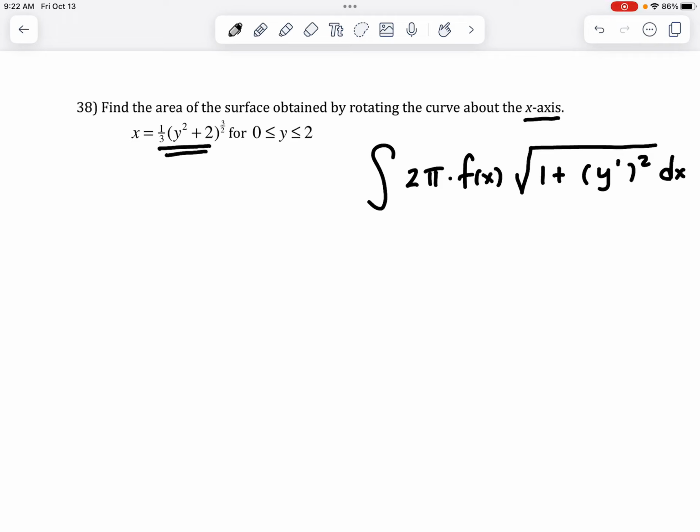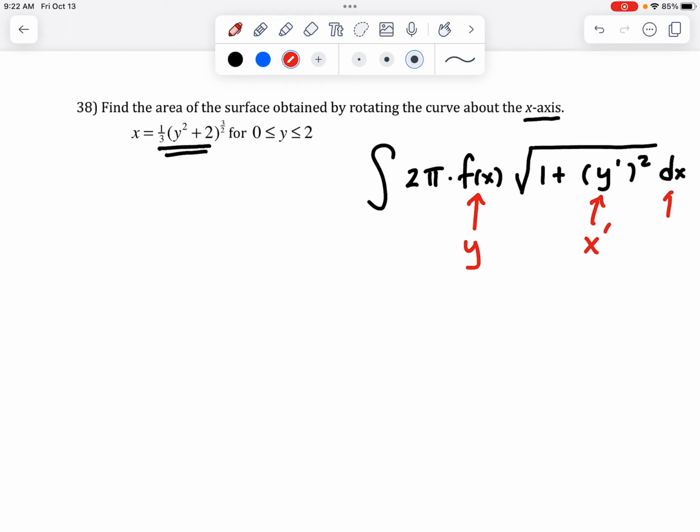And then I read the next line and it says, oh, you don't have a function of x, you have a function of y. So that means that we need to adjust just a little bit. This right here is basically saying y, so right there, we just put y. And then instead of y prime, this is going to be x prime, and instead of dx, this is going to be dy. So that's the adjustment we need to make because this is a function of y instead of x. And then the limits are given 0 to 2 once we change it to the y.